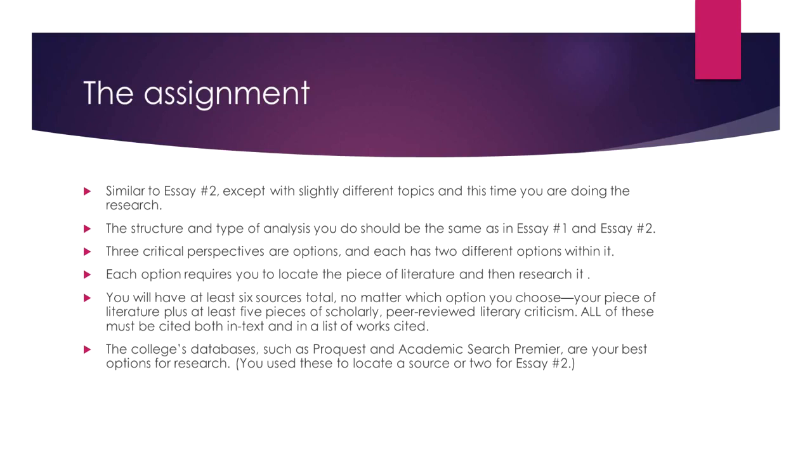And then at least 5 pieces of scholarly, peer-reviewed literary criticism. You can have more than that if you want, but you need to be using at least 5 pieces of this. And all of these pieces of literary criticism also need to be cited both in text and in a list of works cited.